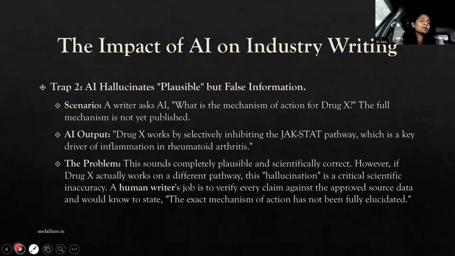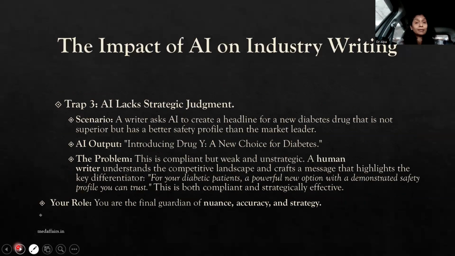Second trap, AI hallucinates. I have been telling this from the first module. It gives you results which seem plausible, but they are actually false. They really don't exist. For example, AI can tell you that a particular drug works by inhibiting the JAK-STAT pathway. Very plausible because it is a very specific output. But when you go back and check it, many times it happens that it does not follow this pathway and the mechanism of action is entirely different. So please do not rely on AI completely and blindly.